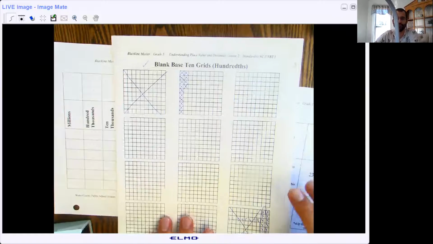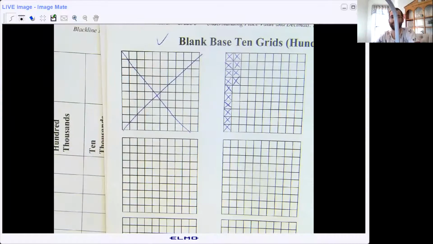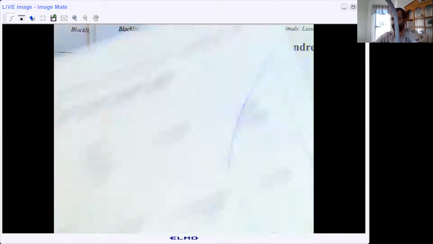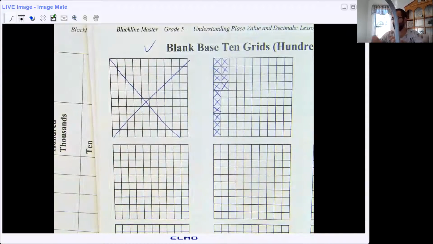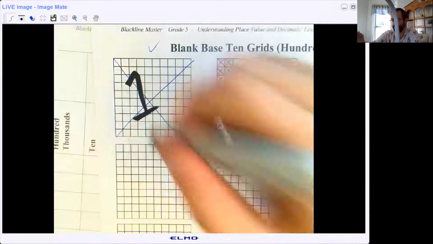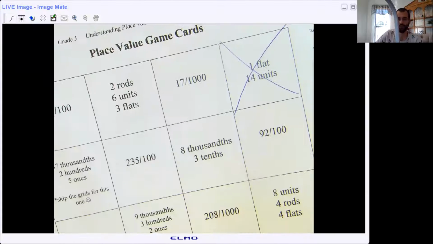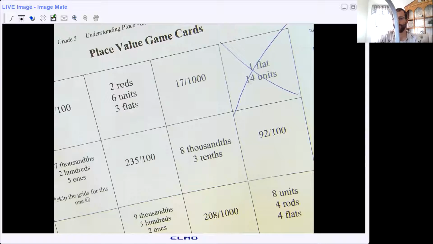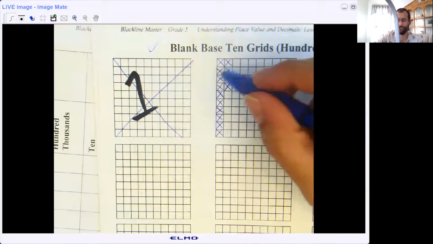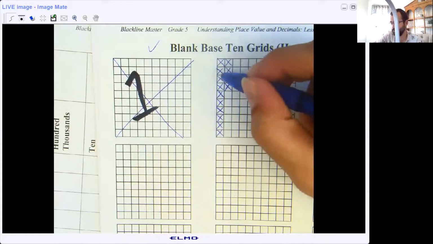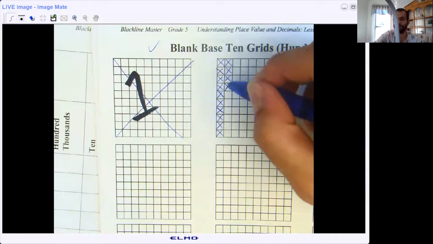All right, let's see if you guys agree with what I drew here for this first one. My first one says 1 flat. So there's my 1 flat, and it says 14 units, which are my small boxes. So look at what I did here. I crossed out 14 boxes. 1, 2, 3, 4, 5, 6, 7, 8, 9, 10, 11, 12, 13, 14.